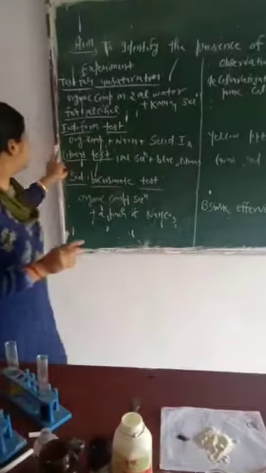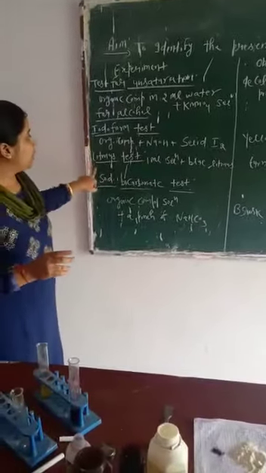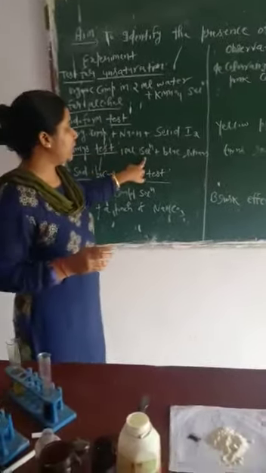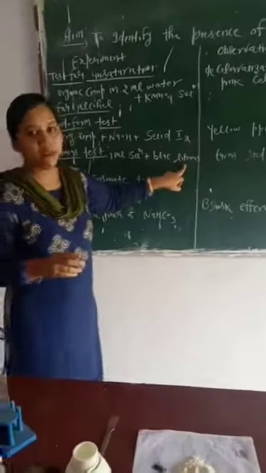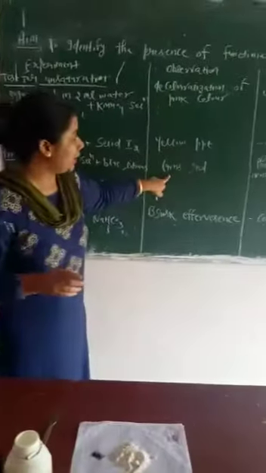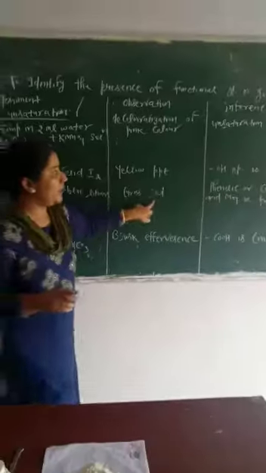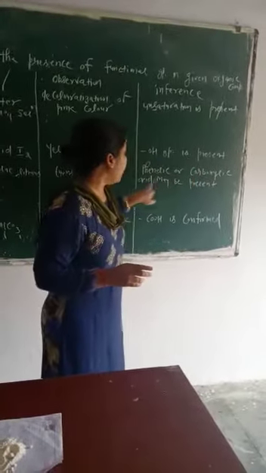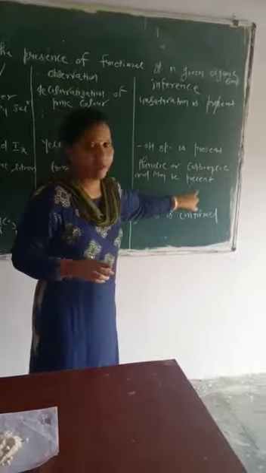Next, we will proceed for the litmus test. We will take 1 ml solution and add blue litmus. If the blue litmus turns red, then either phenolic or carboxylic acid group may be present.